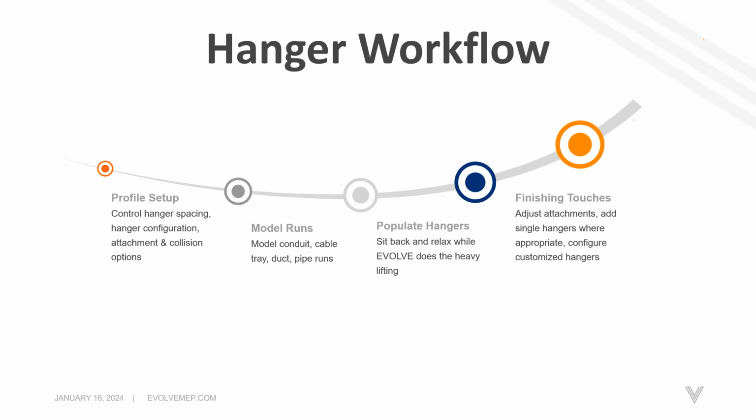Next up, we need to model something. So what are we going to put our hangers on? Those are the things that we need to model. Then we're going to populate our hangers. That's where Evolve really comes in. That's where we're doing all the automation and saving you a ton of time.